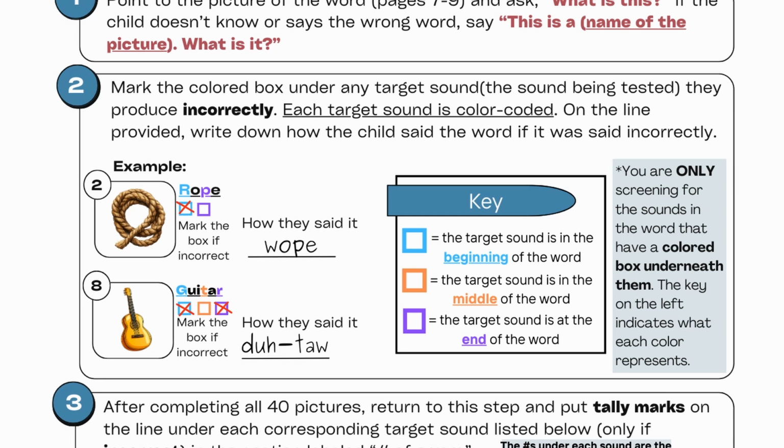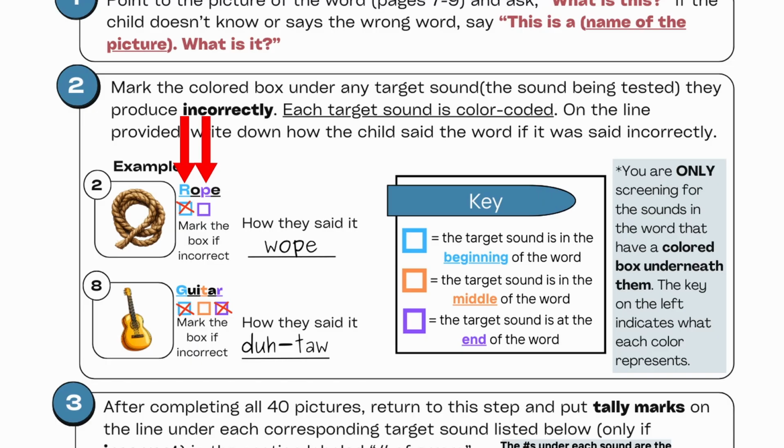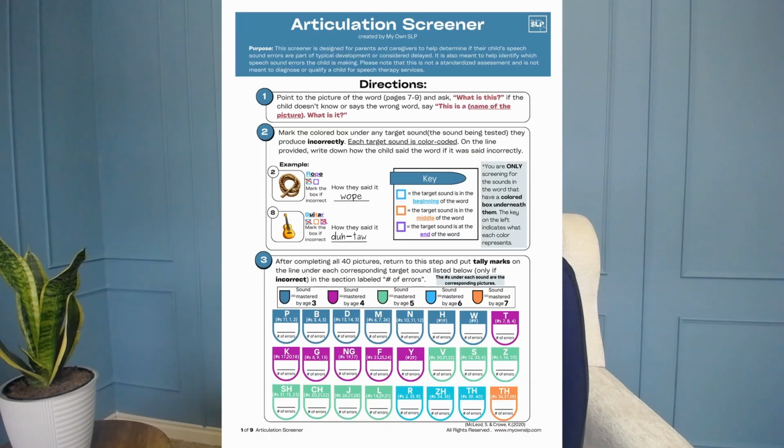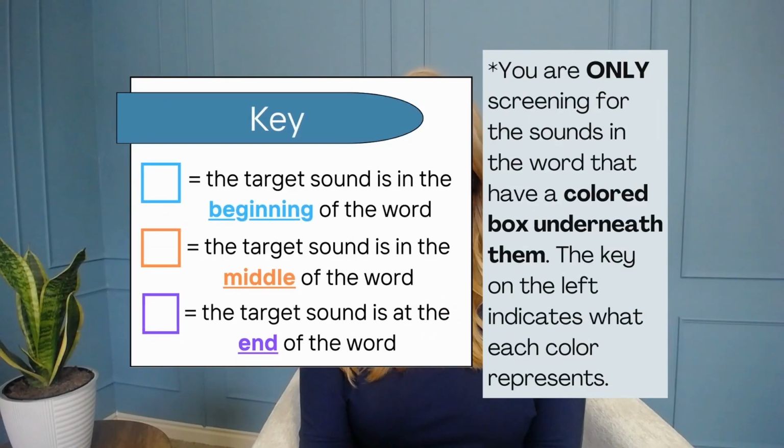Moving on to step 2, you'll see under here, I have a couple different examples. Under each word are colored boxes, and what you're going to do is after the child says the word, if there is a mistake, you will look and see, was there a mistake on any of the sounds that have a colored box underneath them? So one thing to note is that on the words, we aren't testing for every single sound in the word. We're only testing for the specific sounds that are color-coded. So you'll notice that some words have 1 box under them, some have 2, and some have 3. And I show you in the key over here what each of those colors represent.